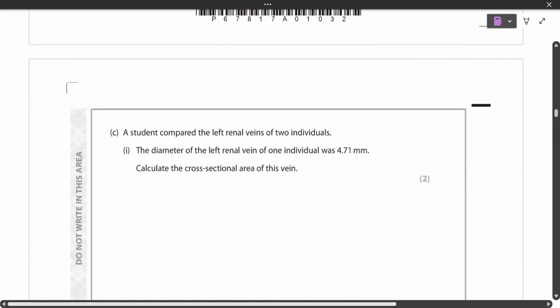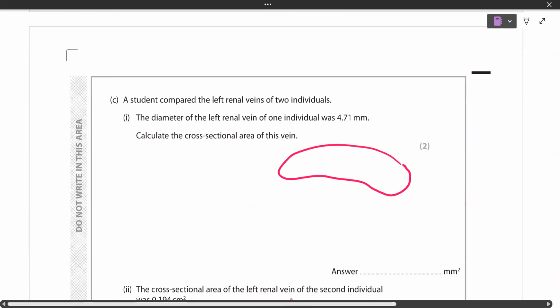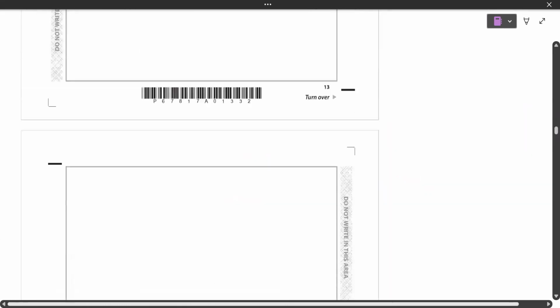A student compared the renal veins of two individuals. The diameter of the left renal vein of an individual was 4.71 millimeter. Calculate the cross-sectional area of this vein. I think the question is how to get the cross-sectional area of a vein. Which formula? Pi r squared. Okay, so now we need to get the radius first, then we can use the formula. And he wants the answer in millimeter, so there is no conversion.